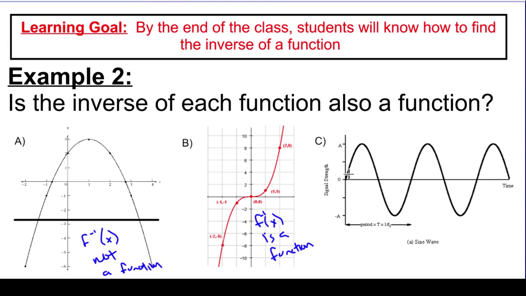And this one right here, I believe this is a sine function, right? If I were to draw this one, it's very obvious that it's not going to pass the horizontal line test. Oh, yeah, there it says right there, sine function, okay? So this is a sine function, which we'll talk about in trig and maybe later this year.